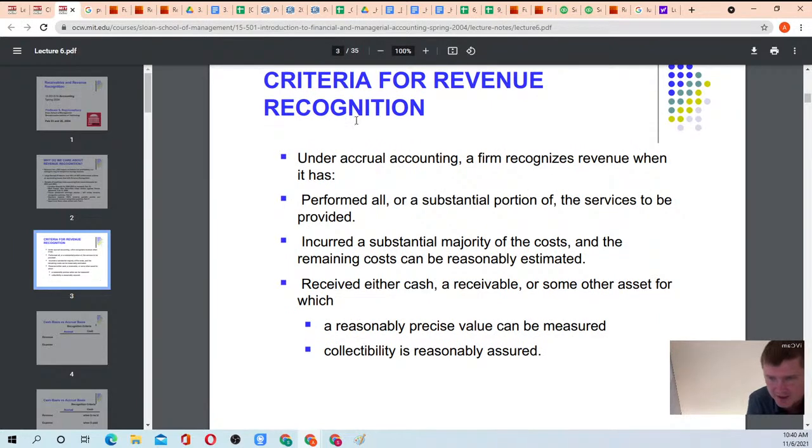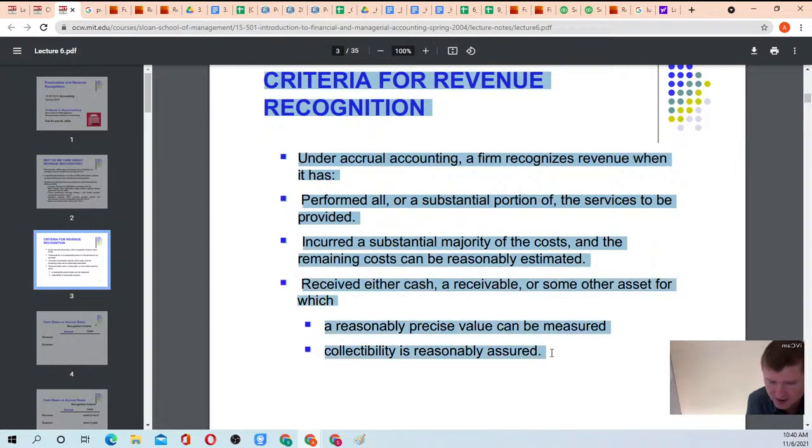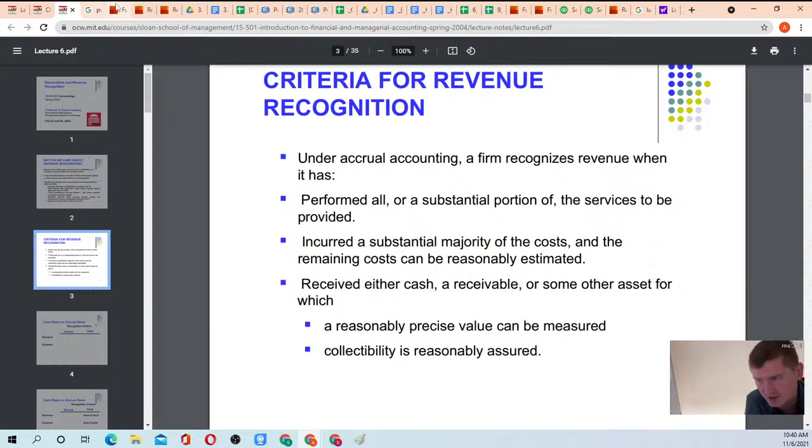Okay, criteria. Again, these criteria are outdated, and you need to refer to the modern revenue guidance, the fresh, updated revenue guidance, which we covered in the first part of the lecture. So basically, 20 years ago, we recognized revenue when we performed all or a substantial portion of the services to be provided. We incurred a substantial majority of the costs, and we received either cash, a receivable, or some other assets.